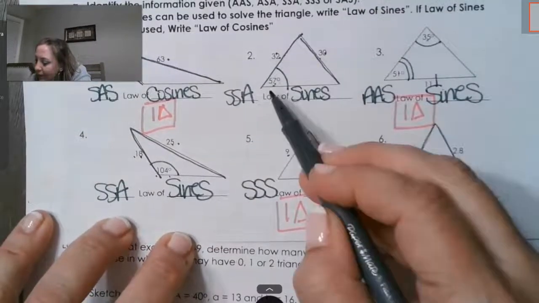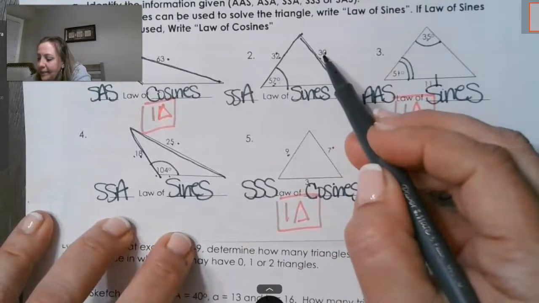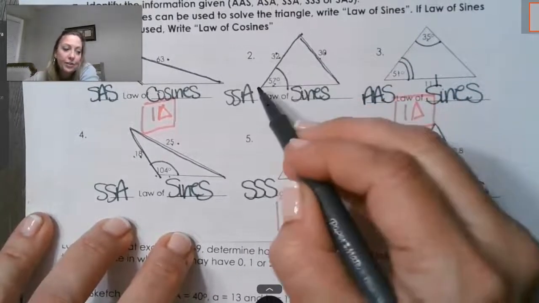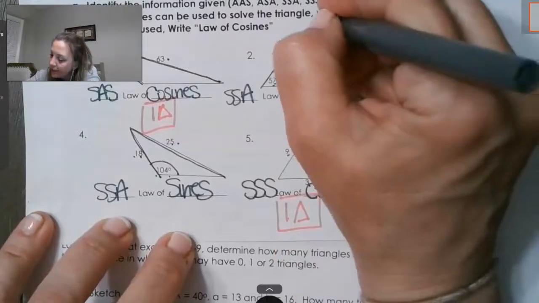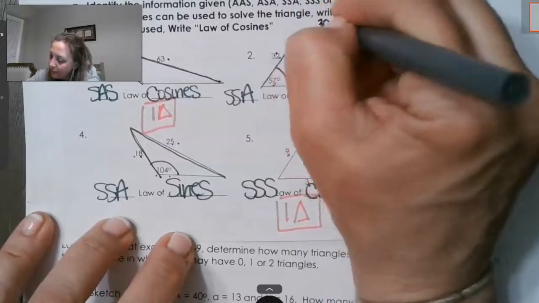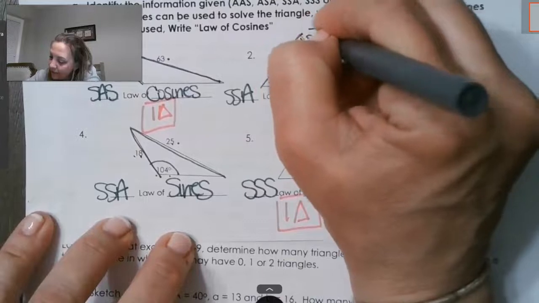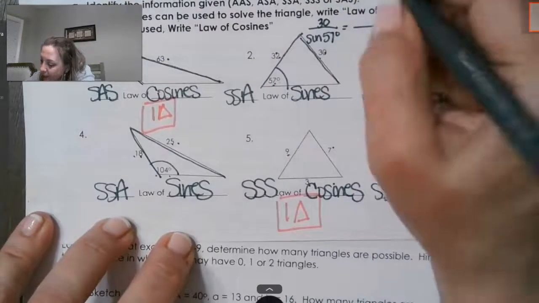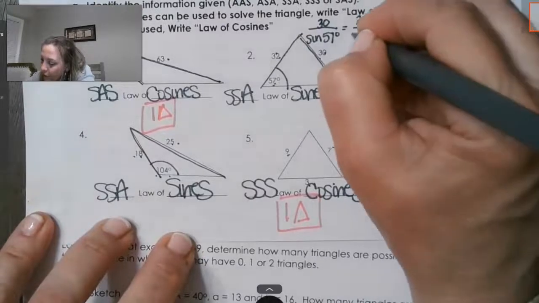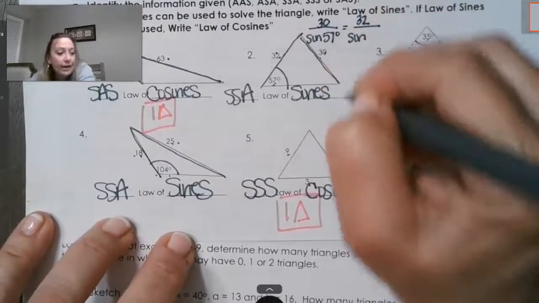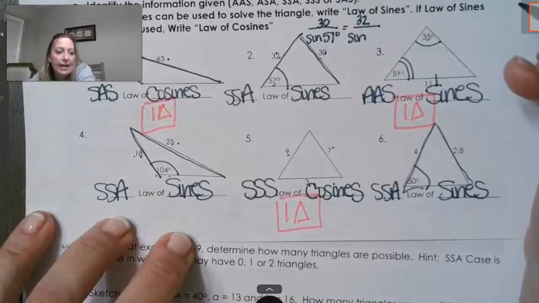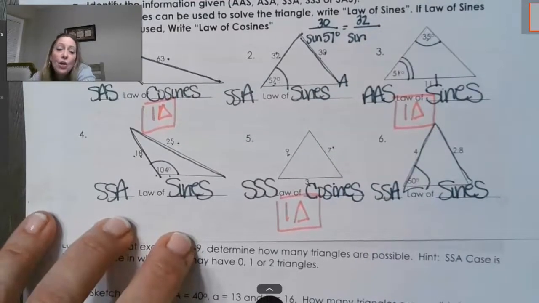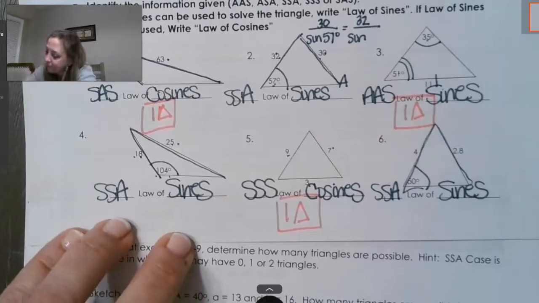Remember that we can take the side and the angle opposite each other and form a ratio. So we're going to take 30 over the sine of 57 degrees. And then the other side we have is 32 over the sine of whatever angle this is. Do you want to call it A? We'll just do that. There we go. There's angle A. Okay. So angle A.